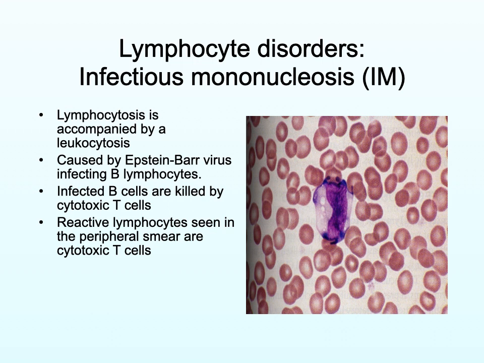One of the lymphocyte disorders is infectious mononucleosis. In infectious mononucleosis, lymphocytosis is accompanied by a leukocytosis. This is caused by Epstein-Barr virus infecting the B lymphocytes, in which the infected B cells are killed by cytotoxic T cells. So in the smear on the right, the reactive lymphocytes seen are the cytotoxic T cells.